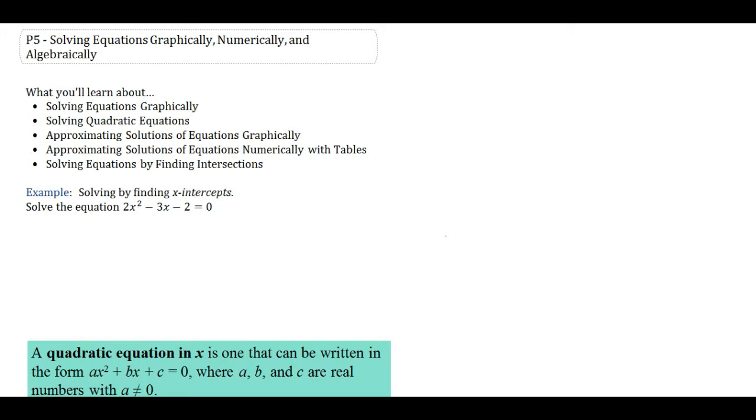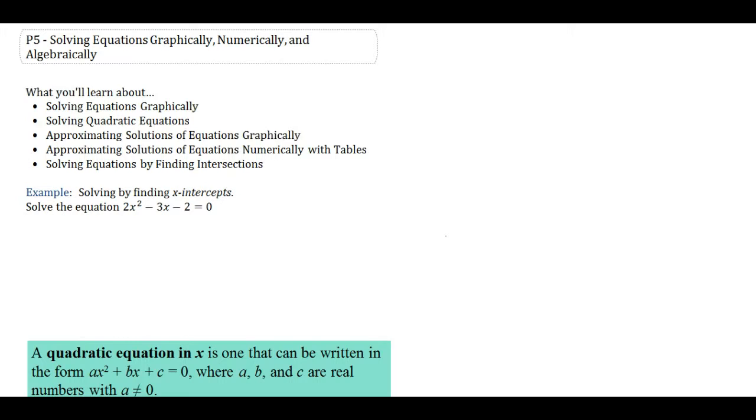And what will we do? We will graph, we will solve quadratics, and we can even approximate using our calculator or Desmos, or get the exact answers, in fact, using Desmos. Well, for the most part, not always the exact answer.